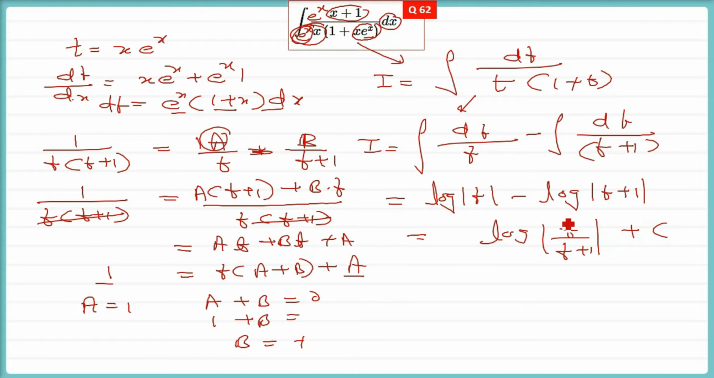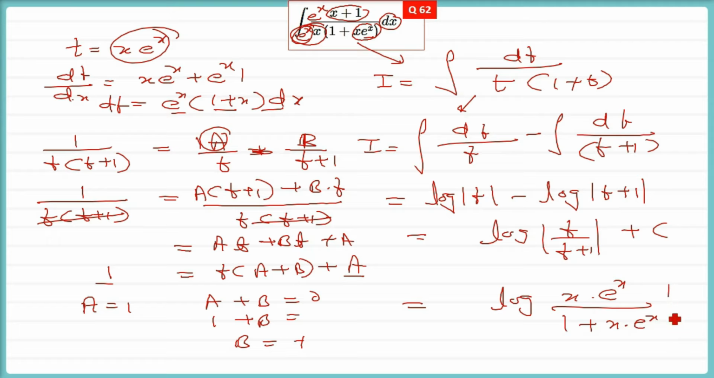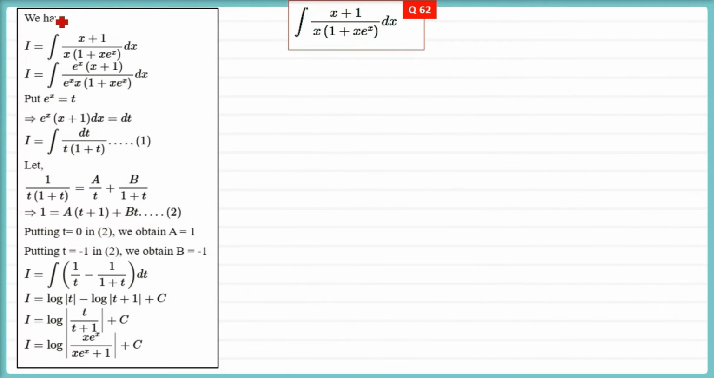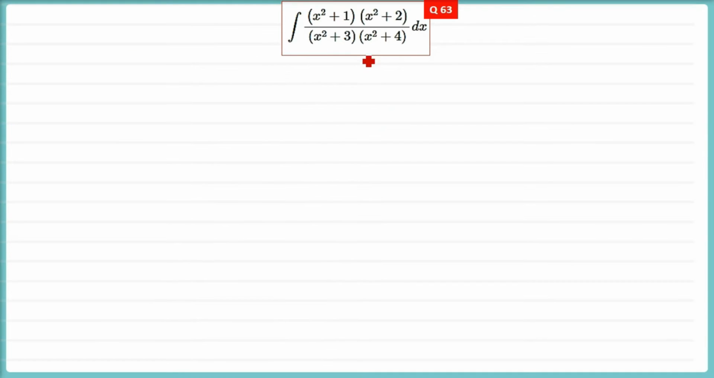Now please remember, t was initially taken as x into e raised x. You can write it like this: log of x into e raised x divided by 1 plus x into e raised x, inside the modulus along with the log, plus constant of integration. This is your final result. Now how to do this? The only thing is to put x into e raised x as t and differentiate, that is the whole idea of this question. Now next question, there are so many x squares here.